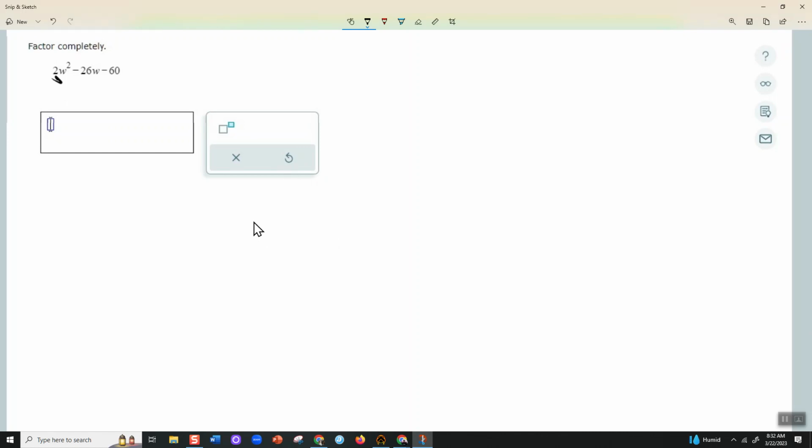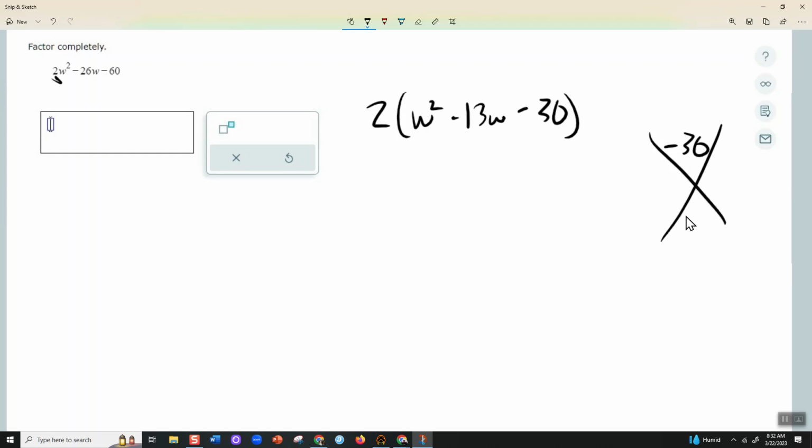I'm going to take out a 2 because they're all divisible by 2. So we end up with w squared minus 13w minus 30. And then we need to check to see if that is factorable as a trinomial. Are there any factors that add up to -13?